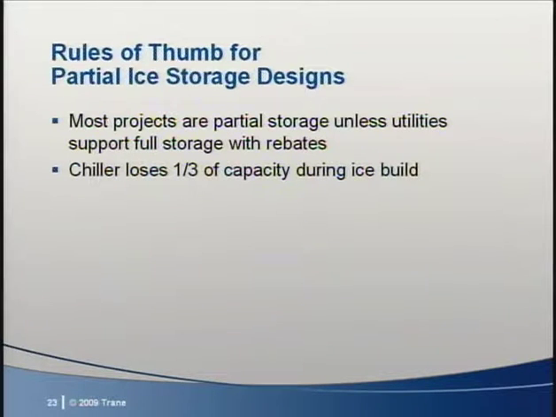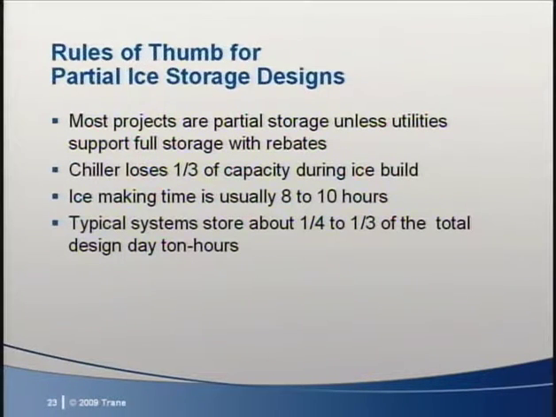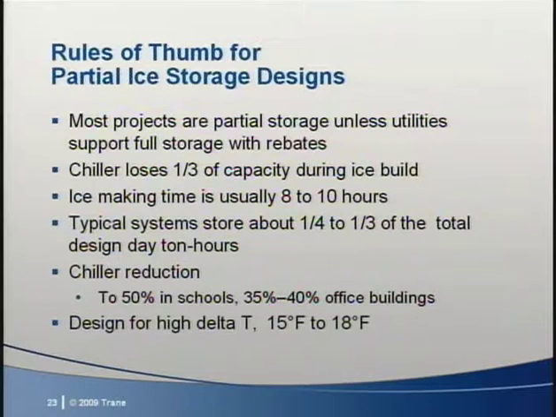Susanna will talk about efficiency differences later in the broadcast. Ice-making time is usually about 8 to 10 hours, sometimes more and sometimes less. If possible, leave an unscheduled chiller hour or two for flexibility. Next, typical partial storage systems store about a quarter to a third of the total design day ton hours, and the chillers are downsized about 35% and a little more in schools. And finally, wherever possible, use efficient chilled water or glycol distribution systems by using delta T's in the 15 to 18 degree range to minimize flow to the downsized equipment and to save energy.